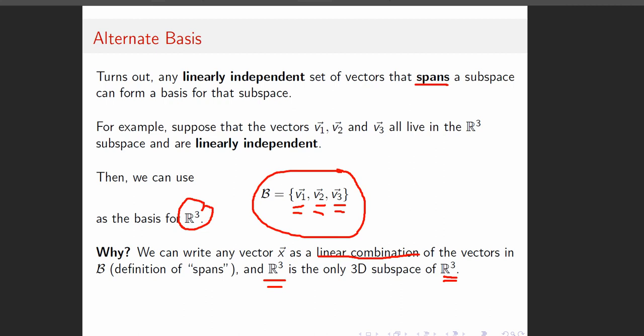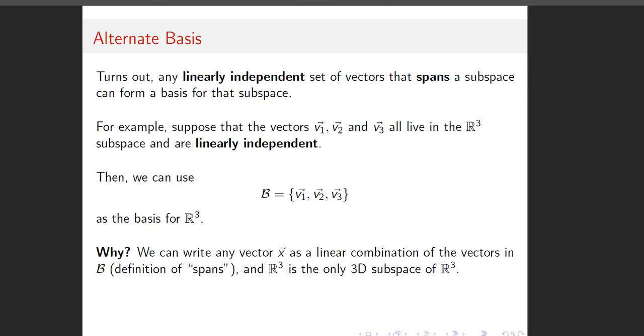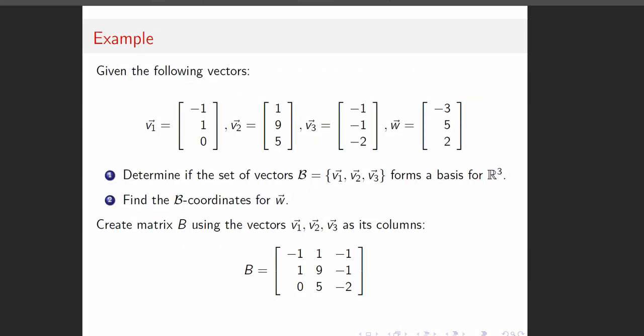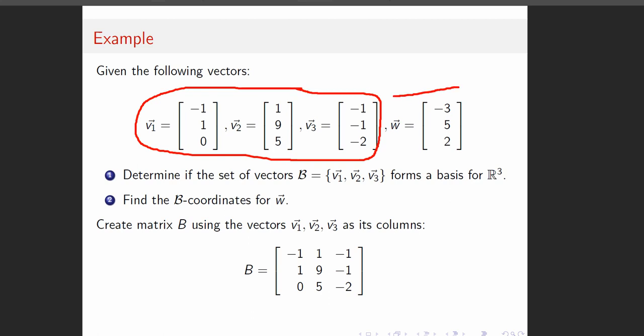Okay, so let's look at an example. Let's get rid of the ink and look at an example. If we're given a set of vectors, v sub 1, v sub 2, v sub 3, determine if that set of vectors forms a basis for R3, and find the B coordinates of w. So we've got to find out if these three vectors in fact span R3. And if it does, we should be able to write this vector w as a linear combination, right? That's what the B coordinates for w would be, knowing that linear combination.